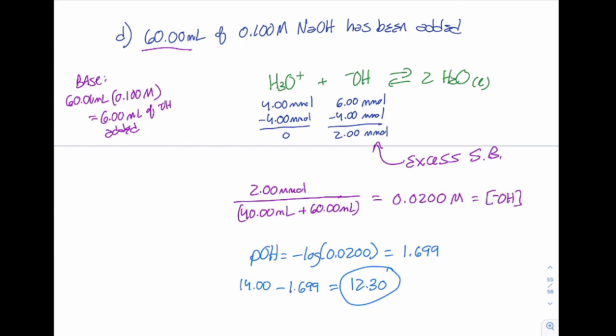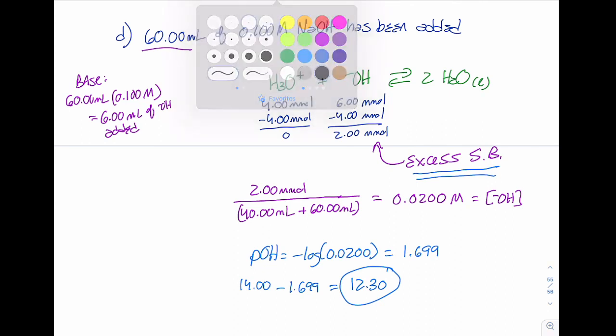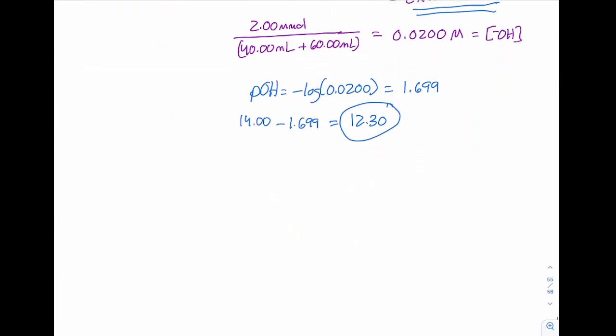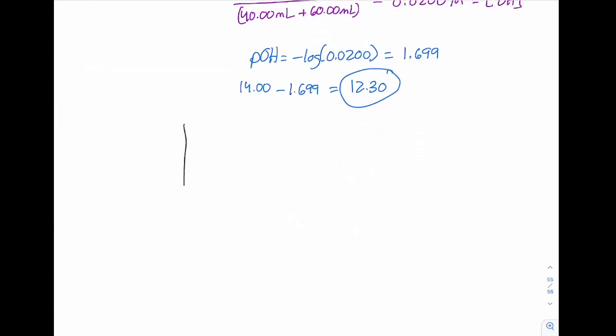So it is now basic, right? I have excess strong base. I'm getting a basic pH. I do want to look at the graph for this and then just kind of look at it again a little closely. So if I look at my curve, right, I have pH increasing. That's a horrible arrow.